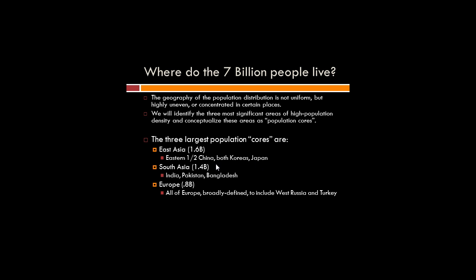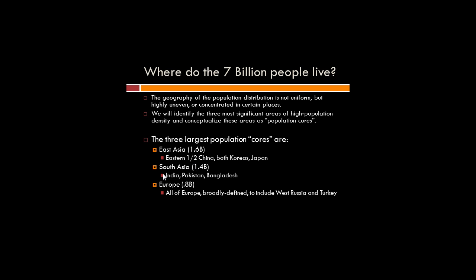Notice that these population core areas don't necessarily correspond perfectly to countries. We're not including the entire country of China, but just the eastern 1/2. And that is because the western 1/2 of China, kind of like the western 1/2 of the United States, is characterized by relatively low population density. And our definition of a population core area is one that is characterized by consistently high population density. And so we're going to split China in 2. The eastern 1/2 belongs to the East Asian core area, but the western 1/2 does not.